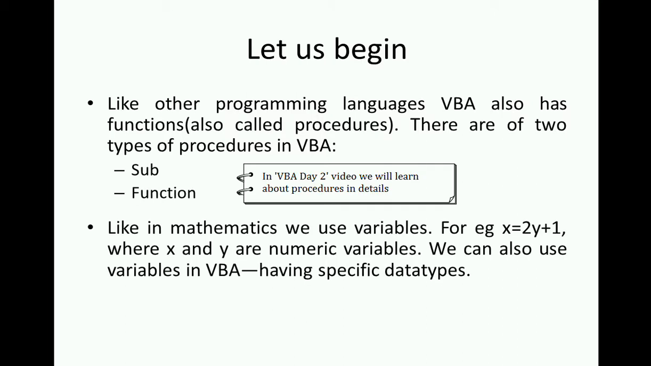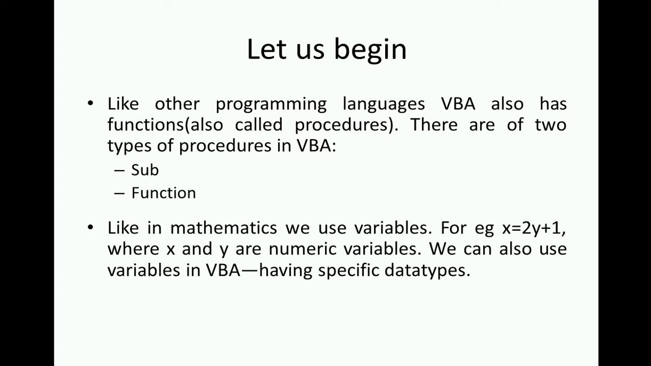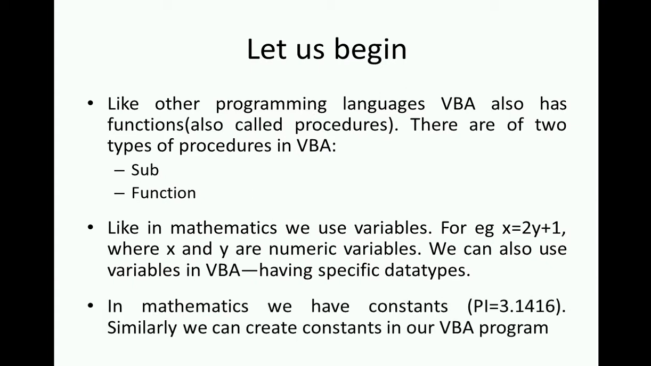Like in mathematics, we use variables. For example, x equals 2y plus 1, where x and y are numeric variables. We can also use variables in VBA, and each variable will have specific data types. In mathematics, we have constants. Say for example pi, which has a value of 3.1416. Similarly, we can create a constant in our VBA program also. So let us look at an example.